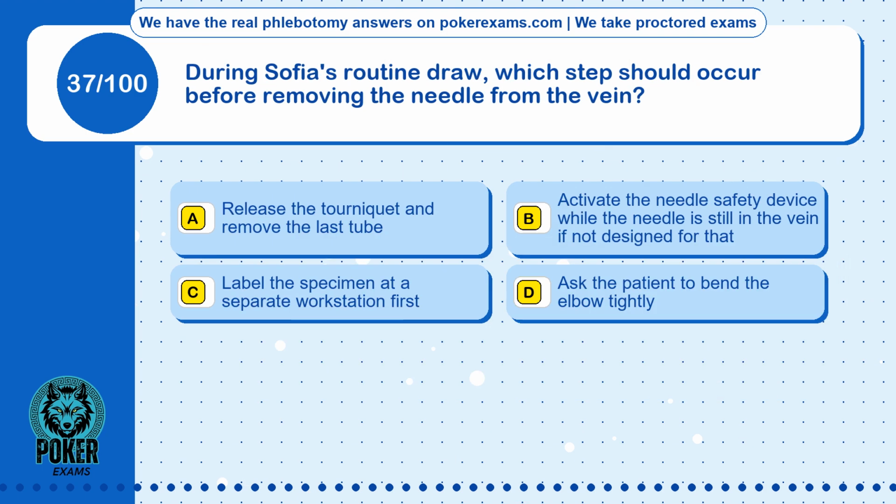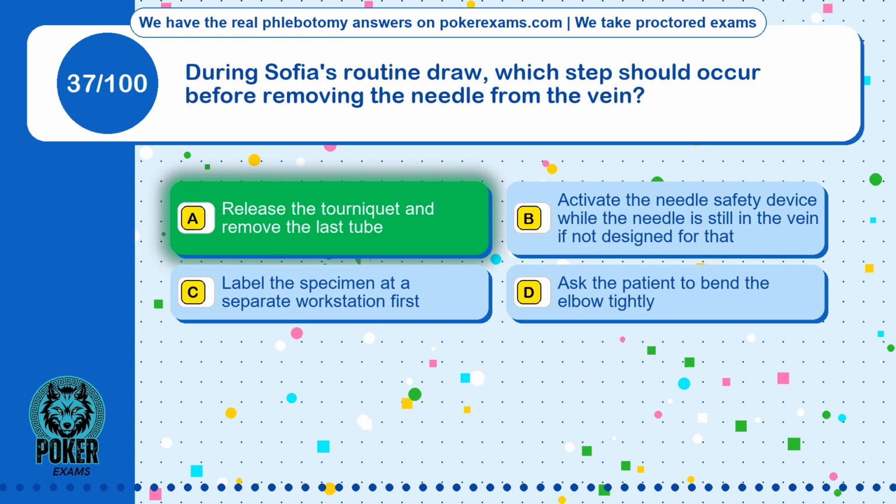Question 37. During Sophia's routine draw, which step should occur before removing the needle from the vein? Option A. Release the tourniquet and remove the last tube. Option B. Activate the needle safety device while the needle is still in the vein if not designed for that. Option C. Label the specimen at a separate workstation first. Option D. Ask the patient to bend the elbow tightly.